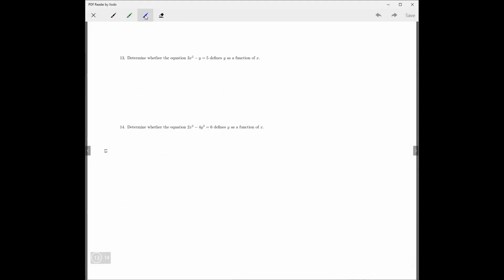Now, from an expression, determine whether this expression defines y as a function of x. If you can solve it for y, then it's generally going to define a function of x. For example, I can take this 3x squared over to the side as a negative 3x squared, and then divide by -1, and I have y equals 3x squared minus 5. Now I can put in any value that I want for x, and it's just going to give me one value for y back. So the answer is yes.